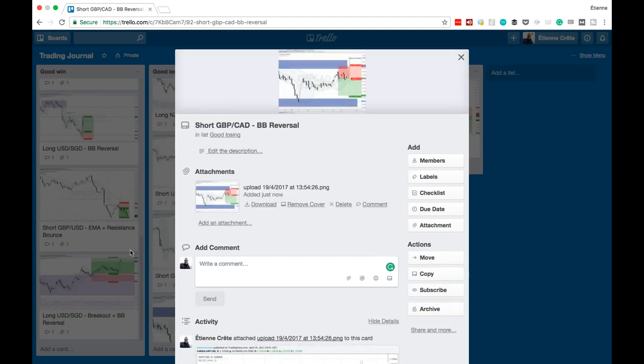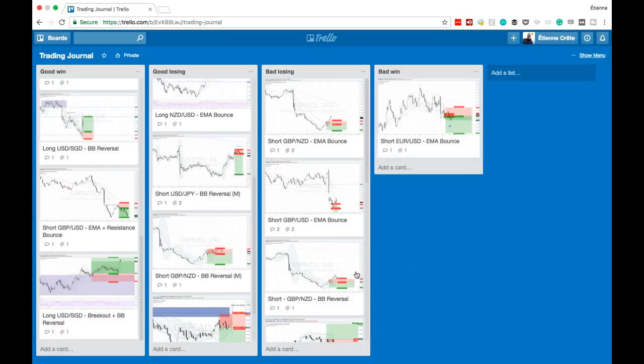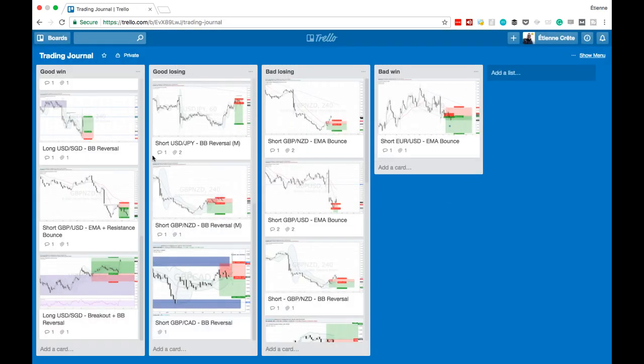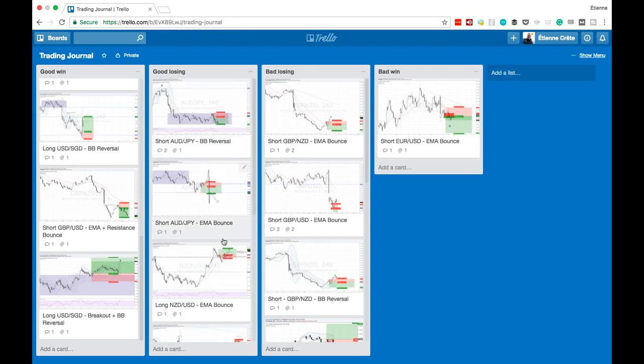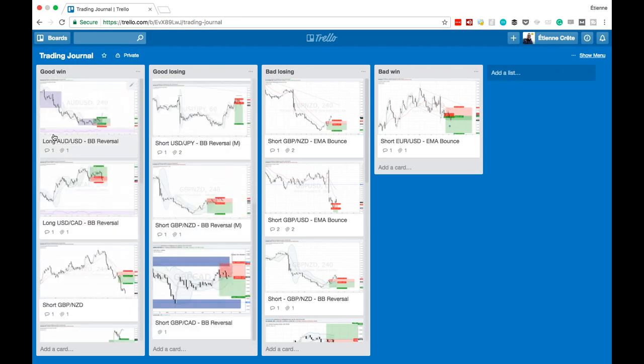So I have my trade completely entered here. And the only thing I can do is go back anytime to see all my trades, all my losing trades, all my winning trades, and see whatever I have to look for.